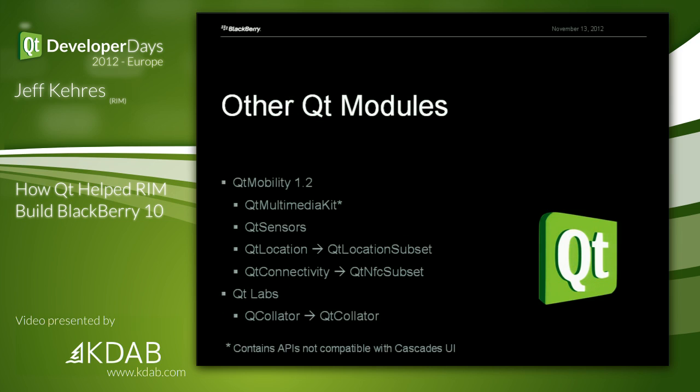So besides the standard libraries that are part of the Qt project, we also used a few libraries from Qt Mobility. So Qt Multimedia Kit and Qt Sensors are available stock. Qt Location and Qt Connectivity are a slightly different story. We took some of the APIs, but not all of the APIs. And so we created two new libraries called Qt Location Subset and Qt NFC Subset. I'm going to talk about those in the next two slides. And finally, from Qt Labs, there was a class called QCollator for alphabetizing a list of strings in a locale-sensitive way. And that class we took and put in its own library called libQtCollator.